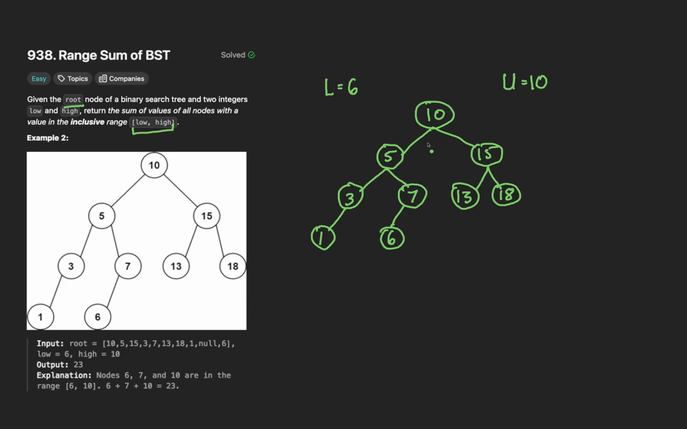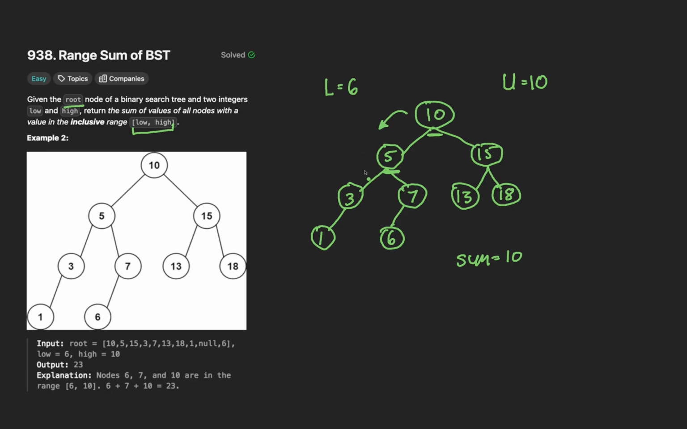Let's go through an example. So we can explore node 10 first. It's in our range. Let's add it to our sum. And since node 10 is in the range, we'll explore the left and then the backtrack the right subtree, but first, the left subtree. Here, we ask the same question. 5. Is 5 in the range? No, it's not. However, do we explore the left subtree?